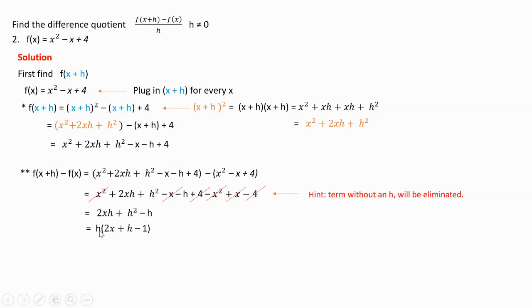Now I'm going to factor out an h. What's the purpose of this? Because when we do the difference quotient, we have f of x plus h minus f of x over h. That way, the h in the denominator will cancel. You see, for example, this is what I'm talking about. So these will cancel, and my result will be 2x plus h minus 1. This is my result here.